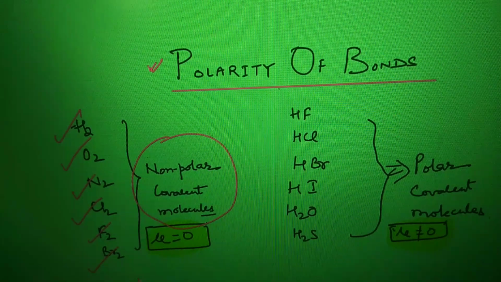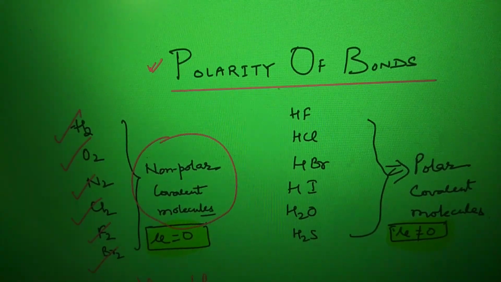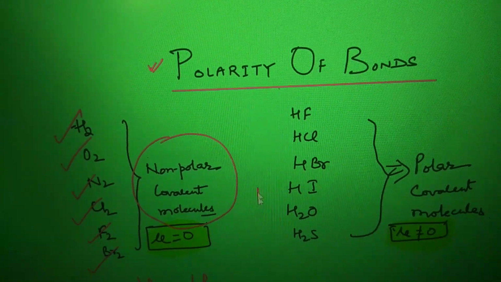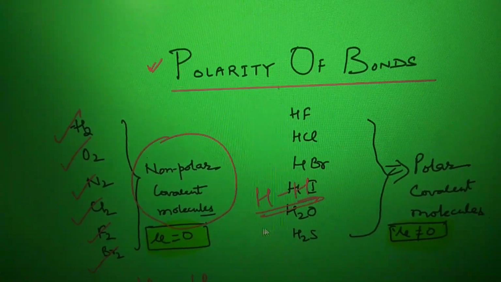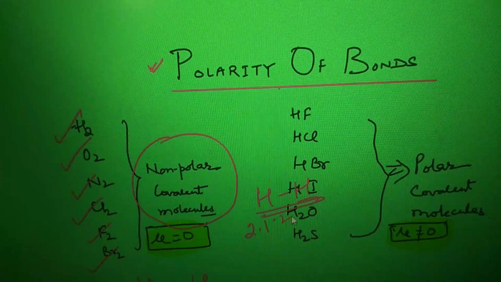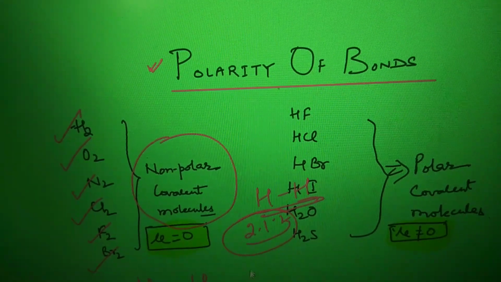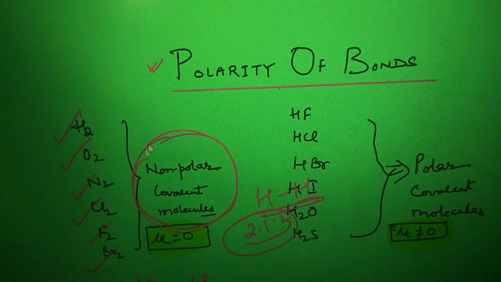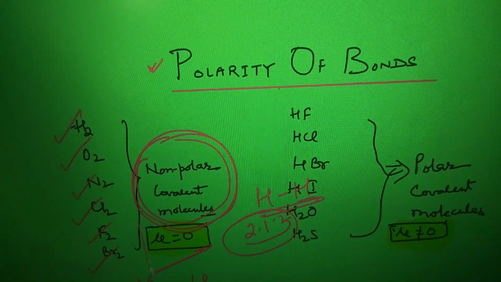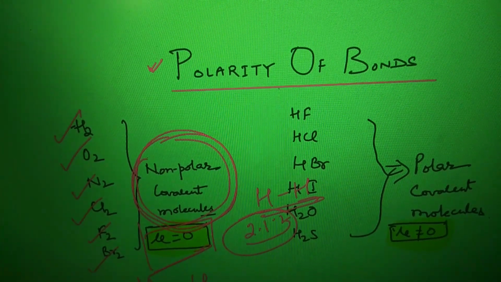If you see the H-H atoms, the electronegativity is 2.1 and 2.1. So there is no difference between the electronegativity. So it is regarded as a non-polar covalent molecule, and their dipole moment is 0.